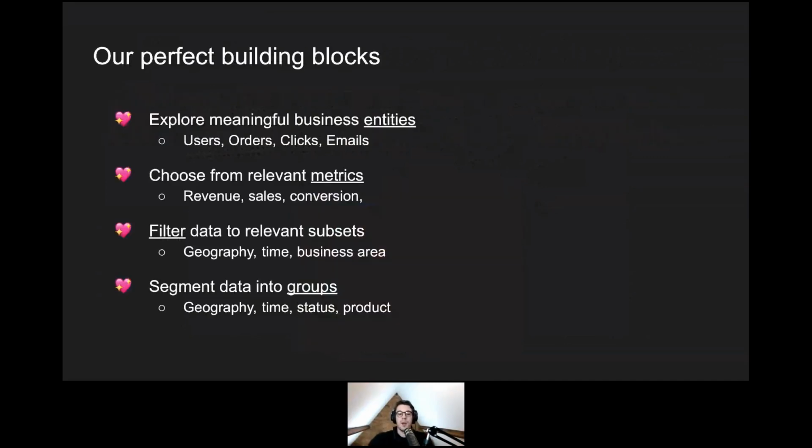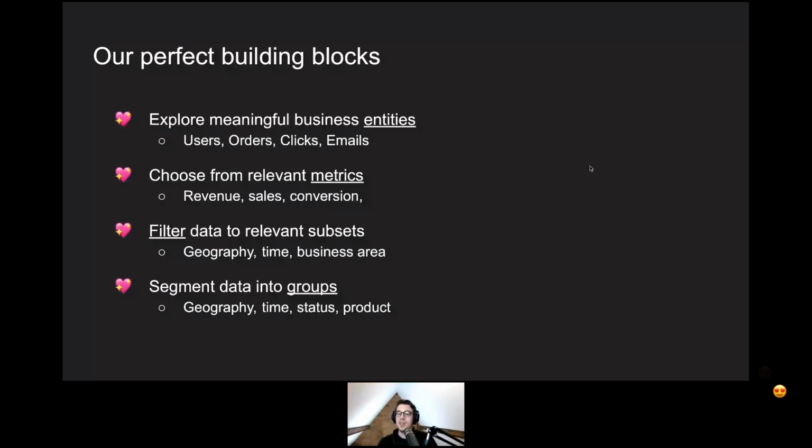So what could we imagine these perfect building blocks would be like? I think these words have already cropped up throughout the other presentations. But in general, people want to query meaningful entities. They don't care about individual tables. They just want to know about emails or orders, transactions, users. So they should be things that mean something to people throughout the business.